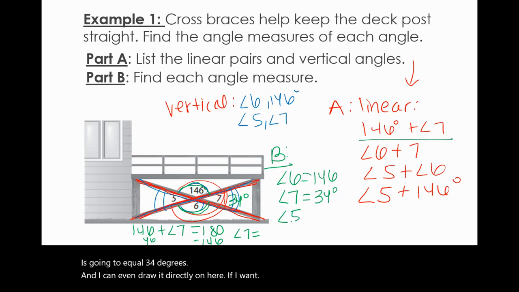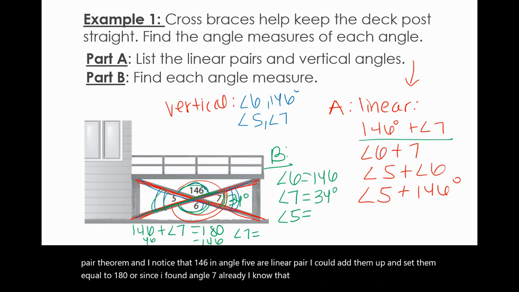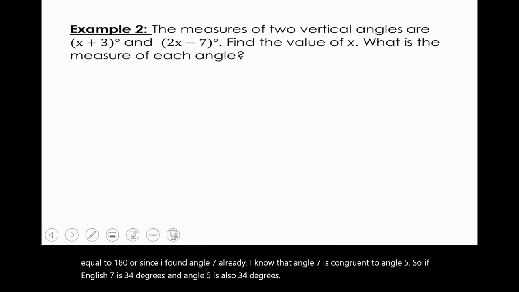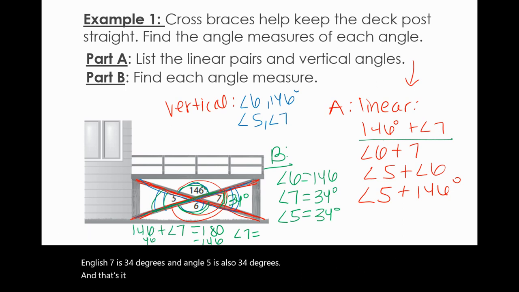Now to find angle 5, which is my last one, I could do a couple of things. I could use the linear pair theorem, and I noticed that 146 and angle 5 are a linear pair. I could add them up and set them equal to 180. Or since I found angle 7 already, I know that angle 7 is congruent to angle 5. So if angle 7 is 34 degrees, then angle 5 is also 34 degrees. And that's it for example 1.